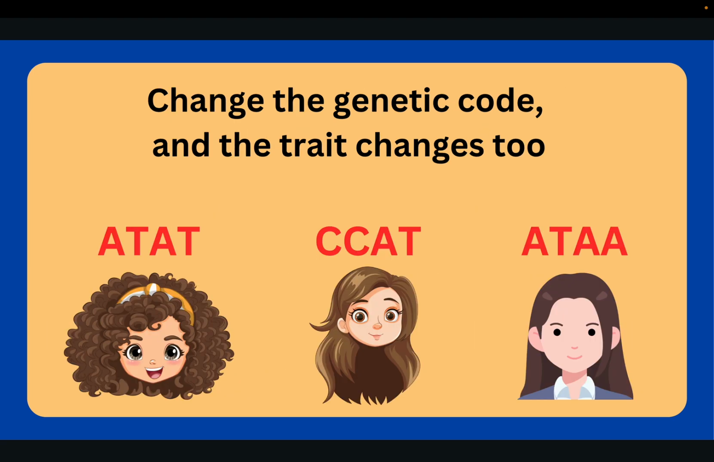Let's see how that affects them. Well, the person with ATAT has super curly hair. This girl has CCAT, and that makes her hair just kind of wavy. And ATAA is making this girl's hair totally straight. So the different code led to different traits that the organism had.